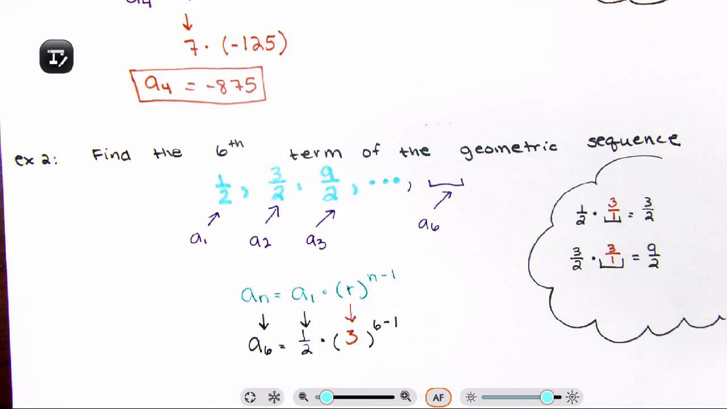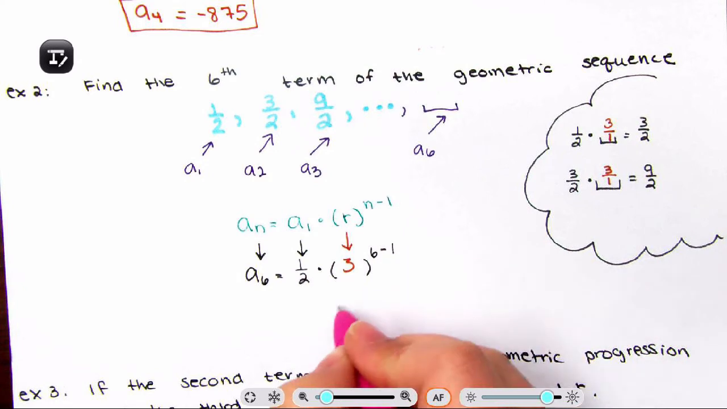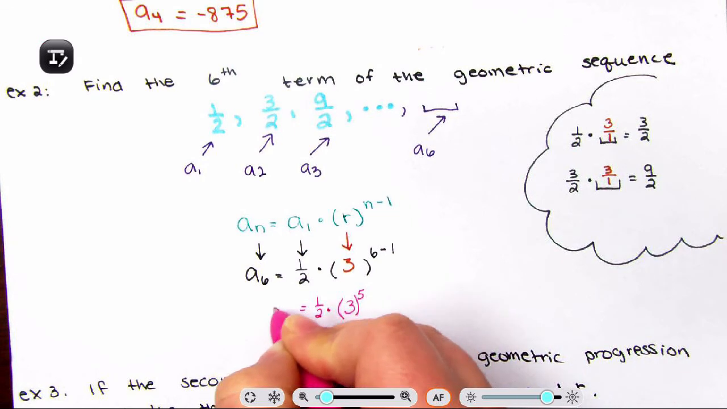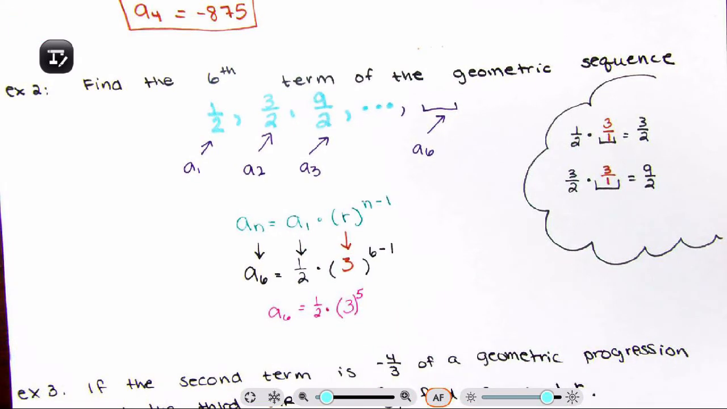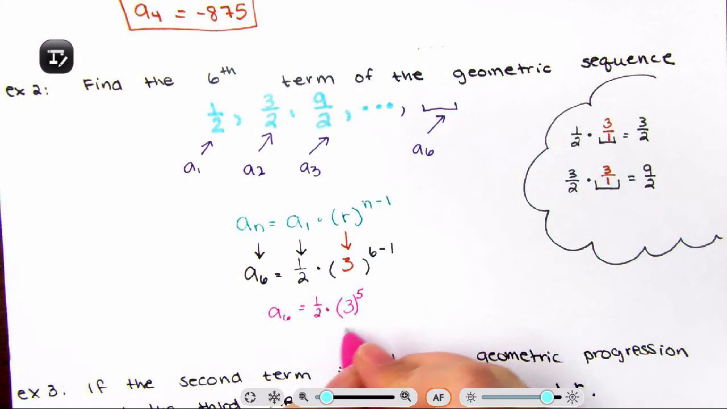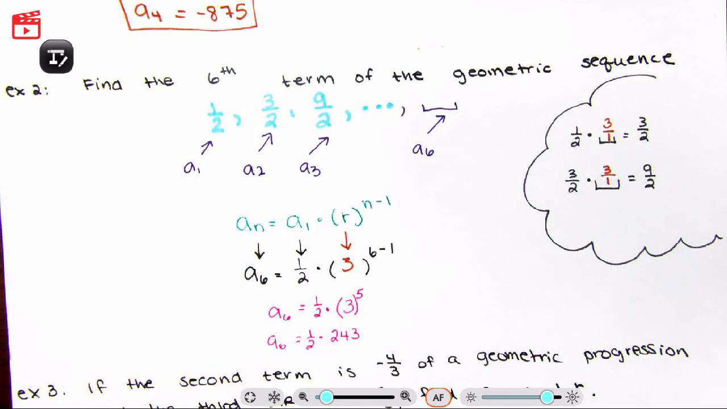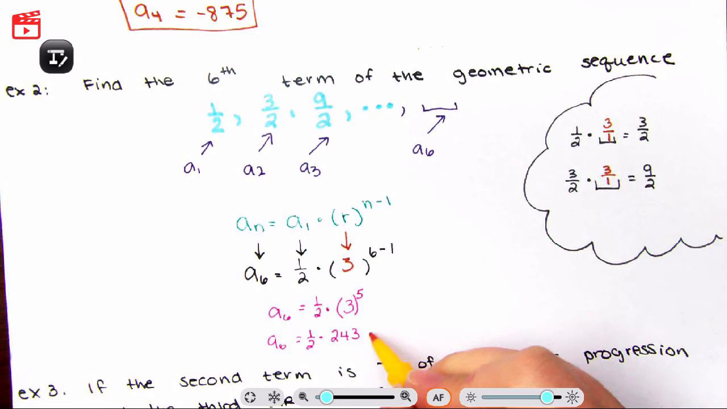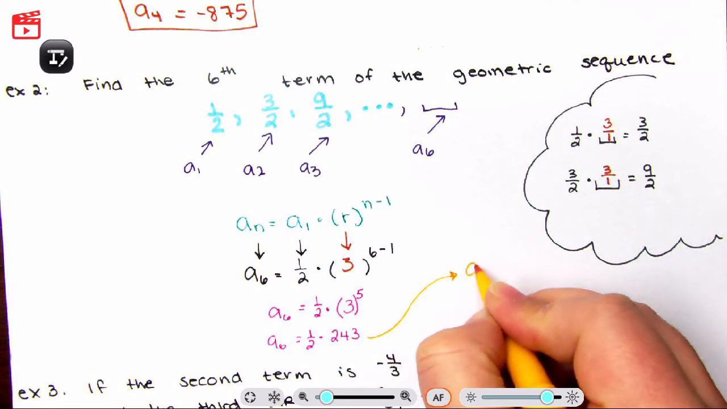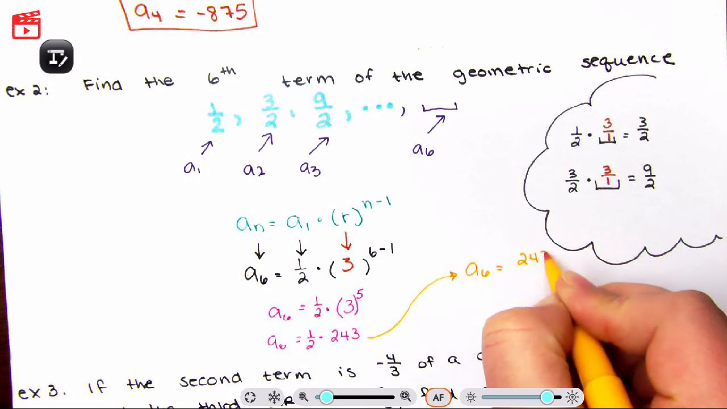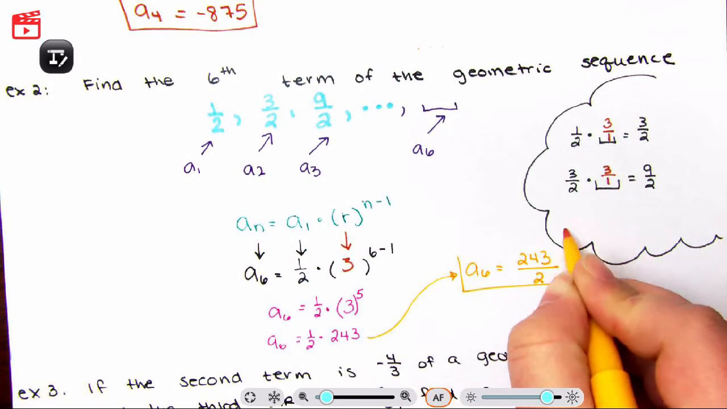Now you're going to do PEMDAS, simplify, and evaluate. So I have 3 to the 5th power times 1/2, which is equal to the term in the 6th position. 3 to the 5th power is 243. I'm going to multiply that by 1/2, and that gives me a fraction. That's okay that it gives me a fraction; it doesn't have to be perfect. That's just the number in the 6th position. So in the 6th position, I have 243 over 2.